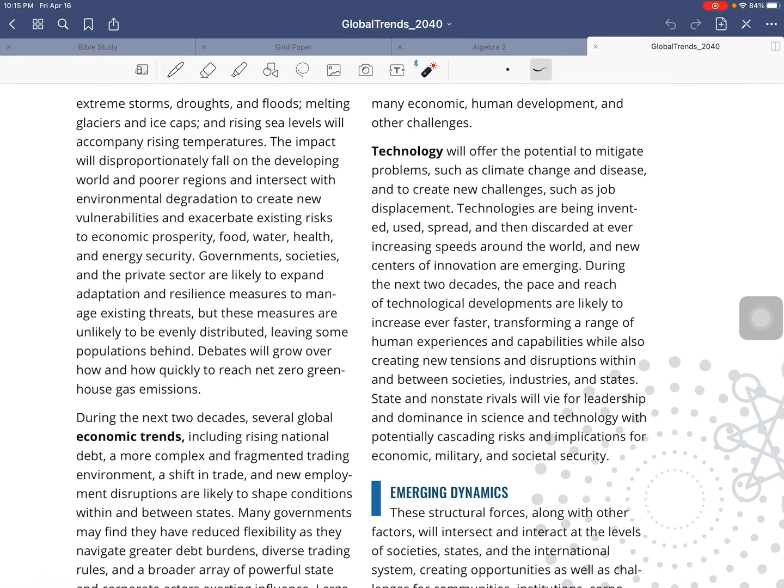State and non-state rivals will vie for leadership and dominance in science and technology, with potentially cascading risks and implications for economic, military, and societal security.